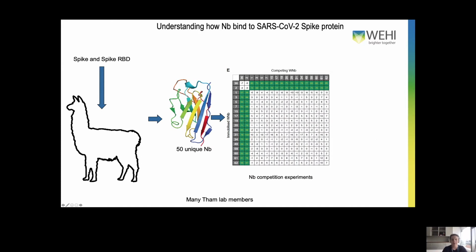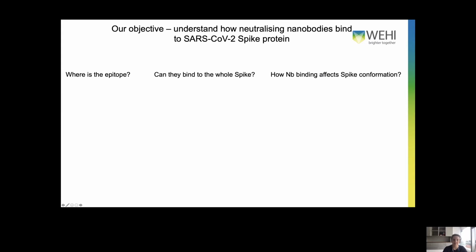Out of those 50 nanobodies, they realized that they can be grouped into two separate classes, class 1 and class 2. And nanobodies from those two classes do not compete with each other, meaning that very likely they bind to two separate epitopes on the spike protein or spike RBD. What we did is we set out to identify where those epitopes are and hopefully get a structure of spike protein bound to a nanobody from each of those classes. From class 1, we chose nanobody 2, and from class 2, we chose nanobody 10.